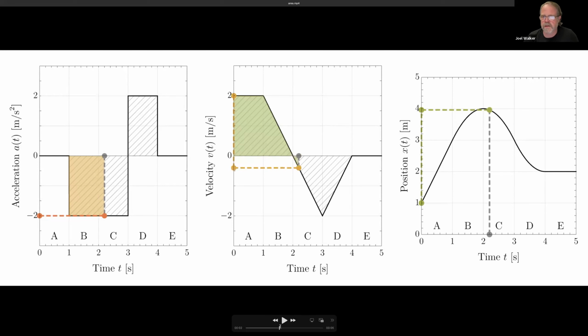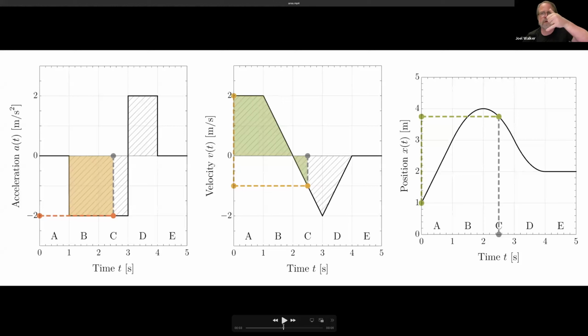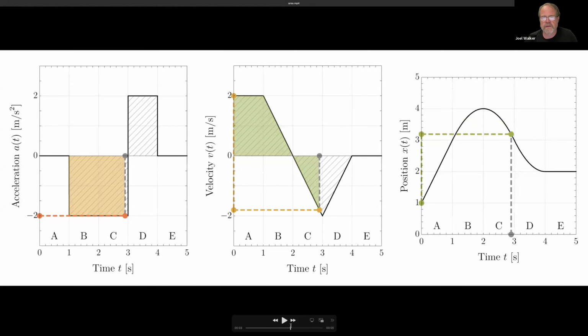Now the velocity in segment C goes negative. So the area under the curve has flipped under the axis. We call that a negative area. At the end of segment C, let's see what's happened. That was plus 2 meters, plus 1 meter, minus 1 meter, plus 2, plus 1, minus 1. Altogether, that's plus 2. We went backwards 1 meter, sure enough, in segment C, and altogether our distance relative to where we started is still 2 meters forward.